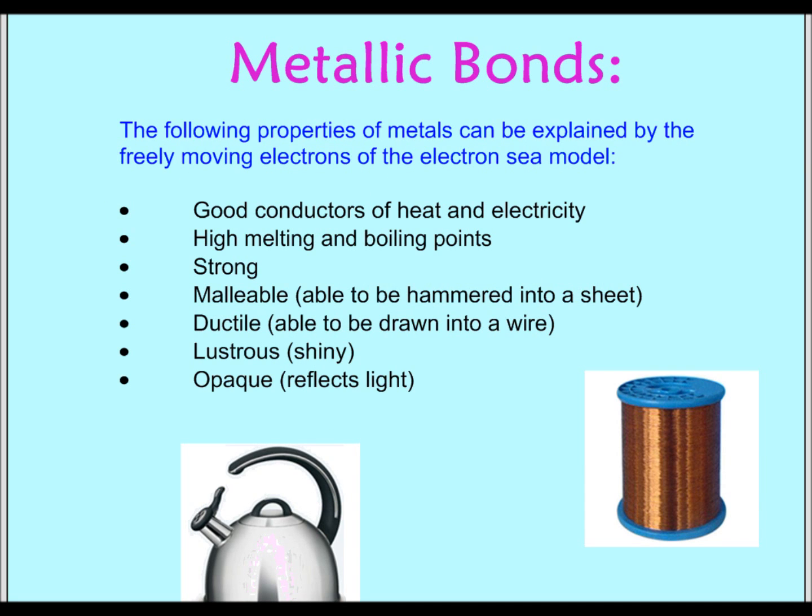Metallic bonds. The following properties of metals can be explained by the freely moving electrons of the electron sea model. So this is actually what gives metals their behaviors because of their structure. They're good conductors of heat and electricity. They have high melting and boiling points. They're very strong. They're malleable, which means they're able to be hammered into a sheet, or they're bendable. Ductile, they're able to be drawn into a wire. Lustrous means they're shiny, and opaque means they reflect light. So these are just some characteristics of metals.